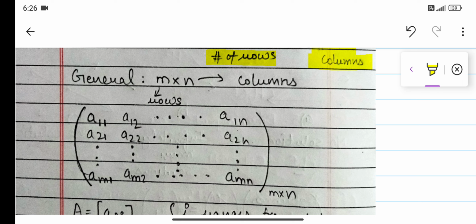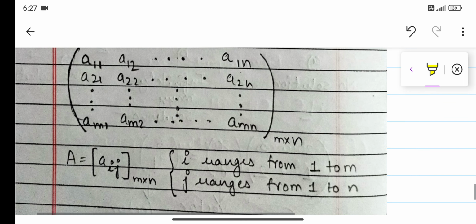Similarly, the element common to the first row and second column is A12, right? So these notations A11, A12, and 1n, these numbers in the subscript, tell us about the position of the element in the matrix. In general, we write a matrix A equals [aij], and outside the square bracket in the subscript we write m cross n, which represents the dimension of the matrix, the number of rows and number of columns.